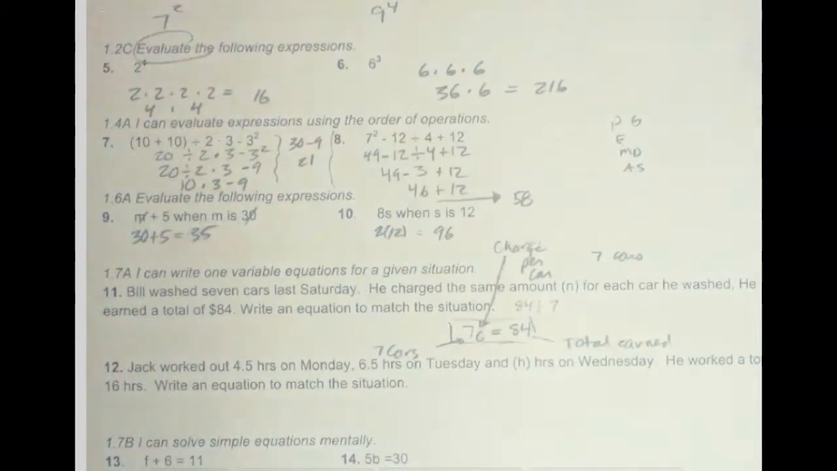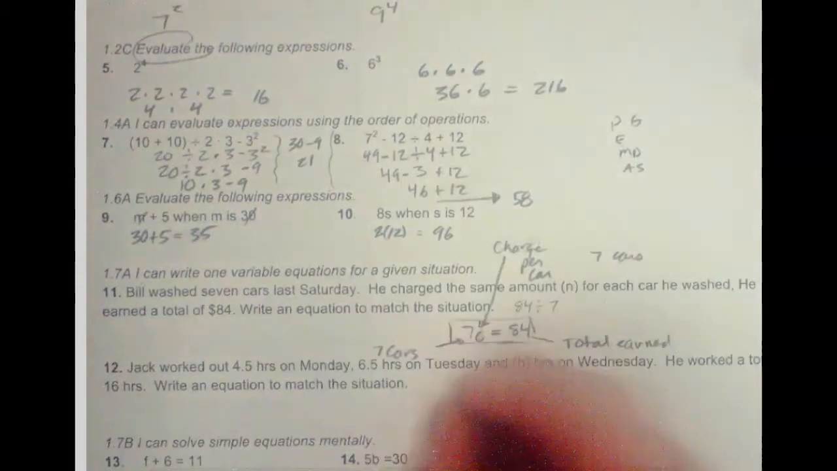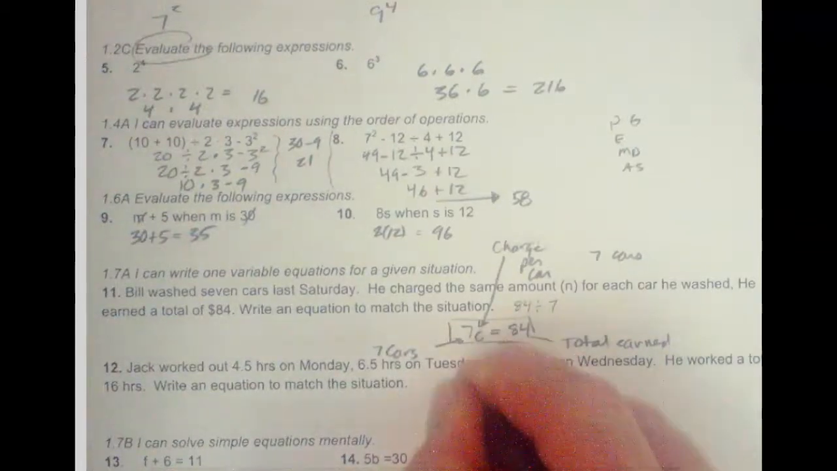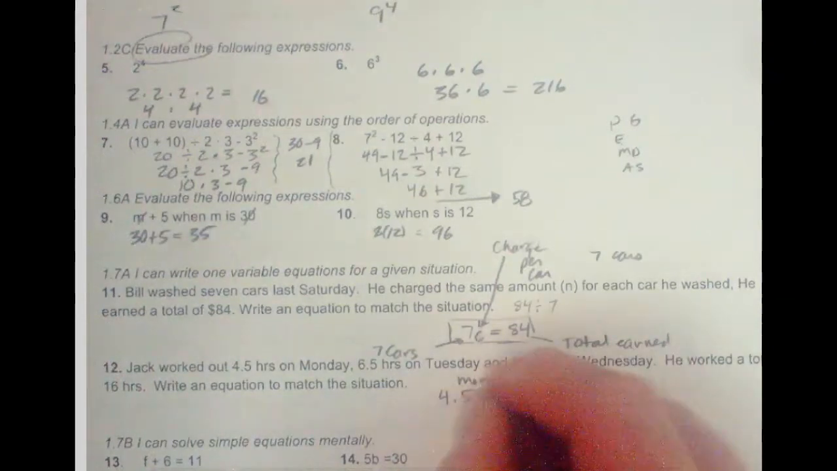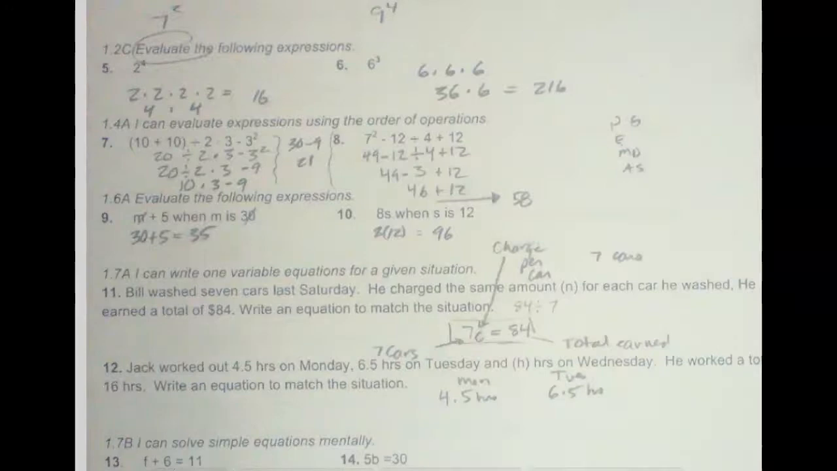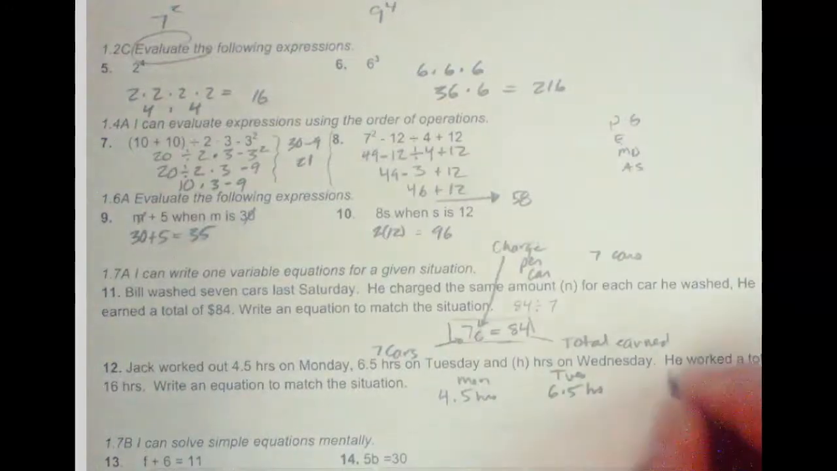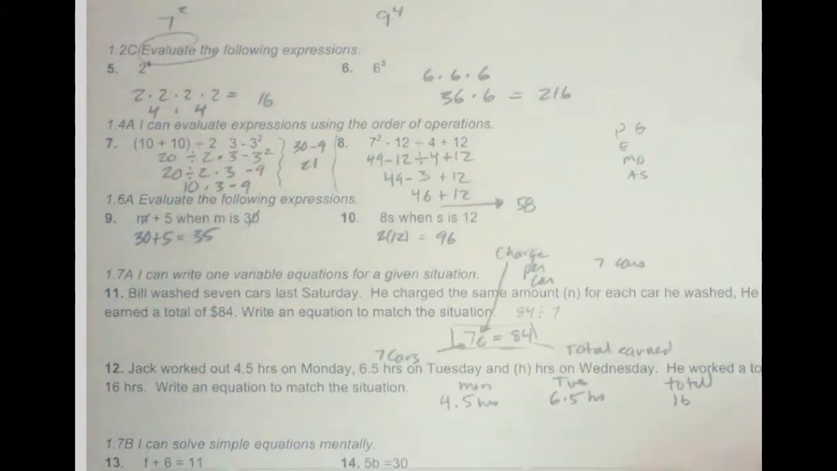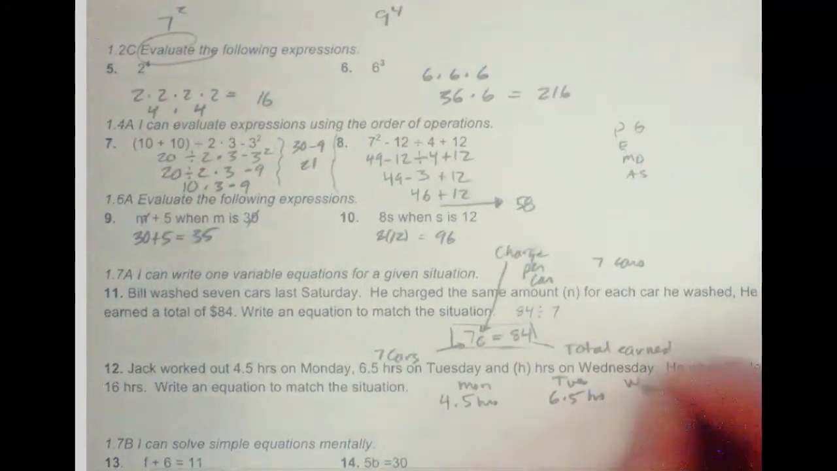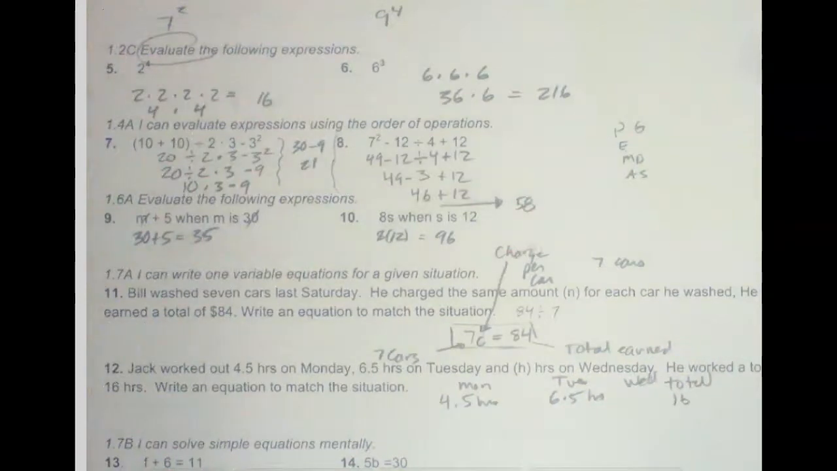Let's take a look at another one. Jack worked 4.5 hours on Monday and 6.5 on Tuesday. He worked a total of 16 hours. Okay, Wednesday, we don't know how many he worked. Write an equation to match the situation.